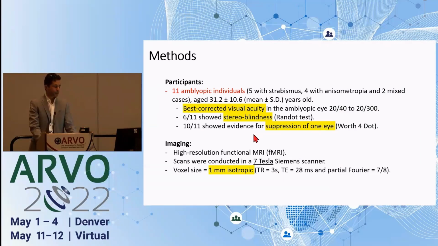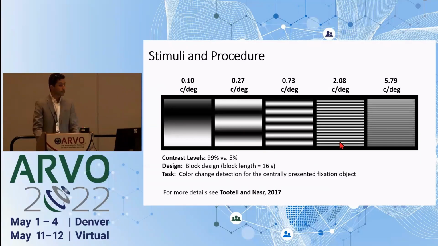And we used high-resolution fMRI collected in a 7T scanner, and the spatial resolution that we had was 1 millimeter isotropic. These are the stimuli that we presented. Luminance variant gratings, and the spatial frequency varied between 0.1 cycle per degree to 5.79 cycle per degree. They were either high contrast or relatively low contrast. You can say that, very low contrast.